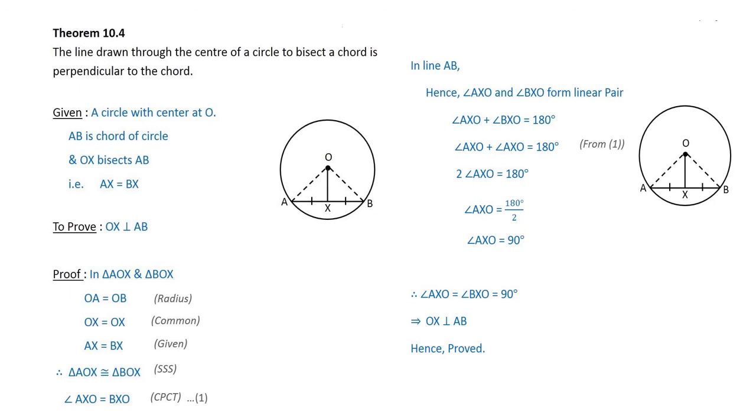But angle AXO and angle BXO are equal. We have already proved these two angles are equal. So I'll write angle AXO plus angle AXO is equal to 180 degrees. And I also give the reason from 1. Now, since there are two AXO, I write two angle AXO is equal to 180. This 2 has been multiplied here, 2 into angle AXO. So, when it comes to this side, it will get divided. So, 180 by 2 will be 90. And therefore, I will get angle AXO equal to angle BXO is equal to 90 degrees. So, the measure of both these angles is 90 each. And therefore, we say that OX becomes perpendicular to AB. And hence, our theorem is proved. Thank you.